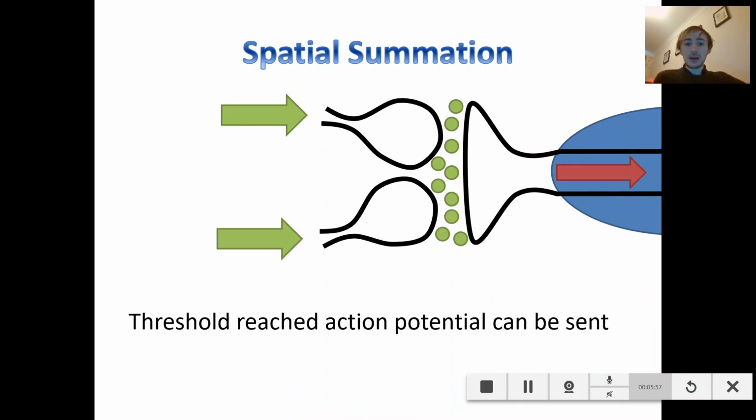However, let's say both of these neurons were activated at the same time, both of them have an action potential, both of them released neurotransmitters into the synaptic cleft. Then suddenly there is enough neurotransmitter, it will bind on, it will cause enormous amounts of sodium ions to be entering, and then we have an action potential in the next neuron.